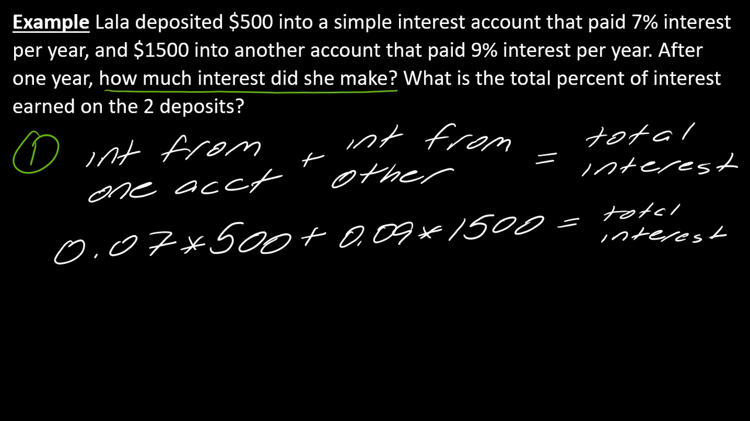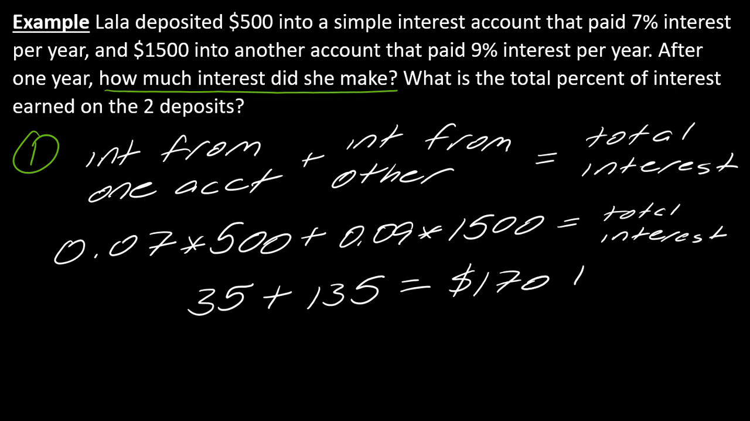So let's do this. 0.07 times 500 comes out to 35. And then 0.09 times 1500 comes out to 135. So in total, we get $170 in total interest. Okay, so that's the first question. That's how much interest she made from both accounts.